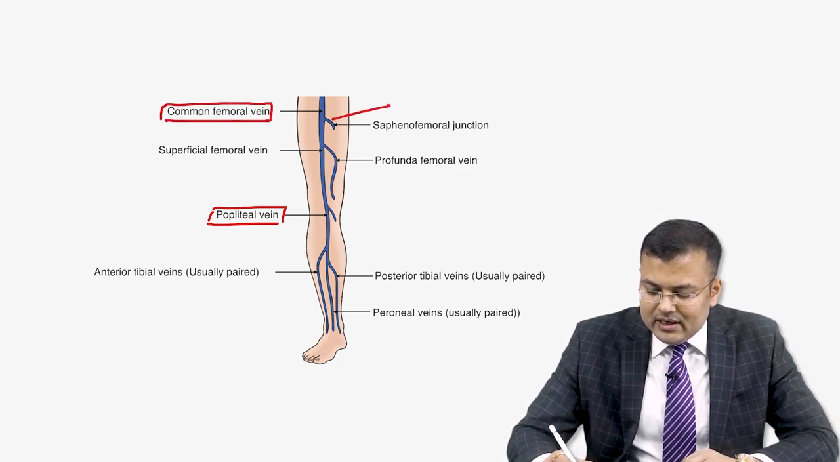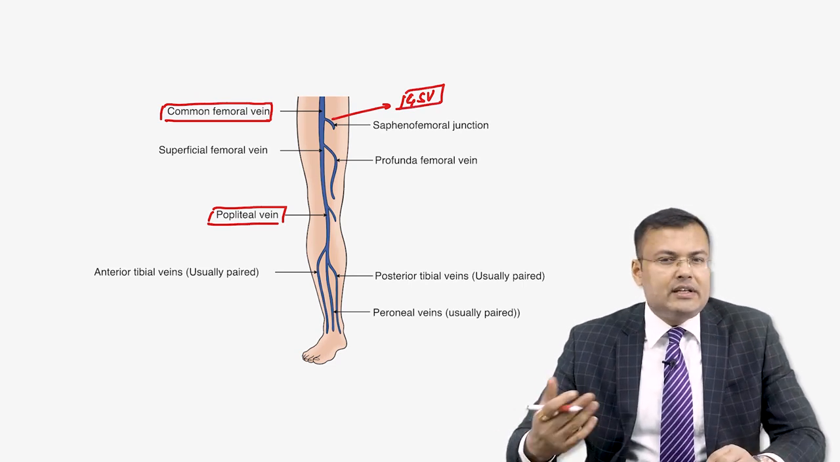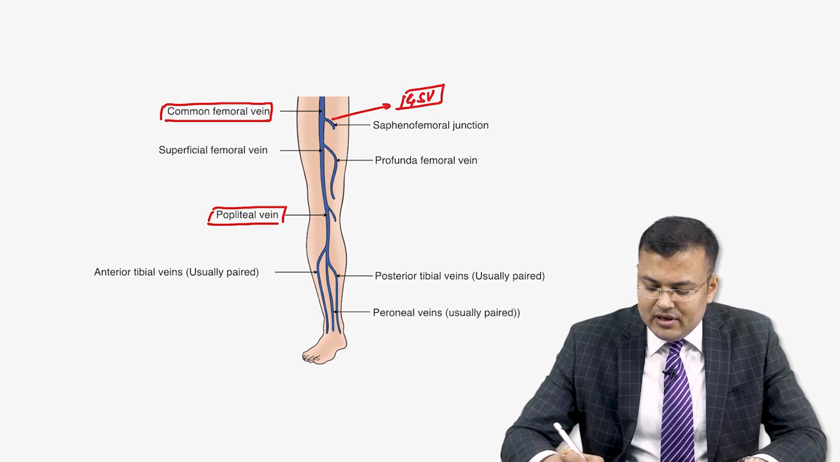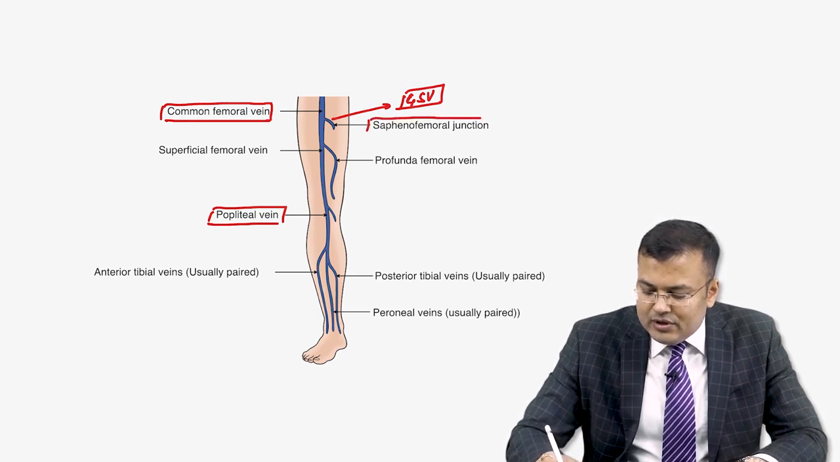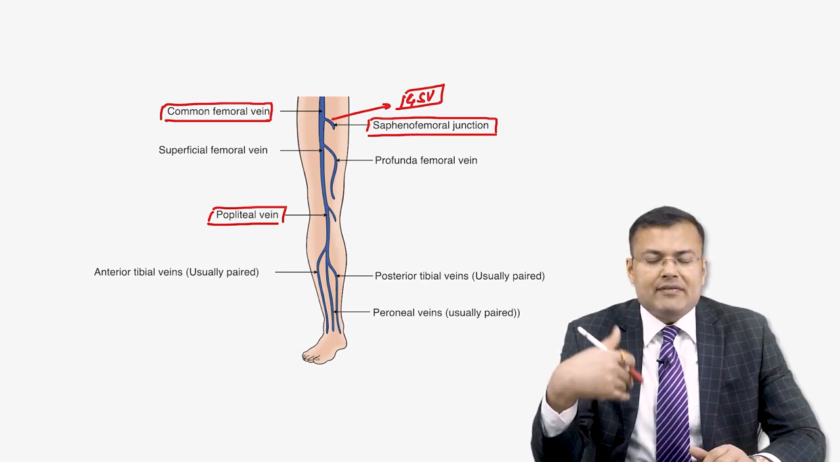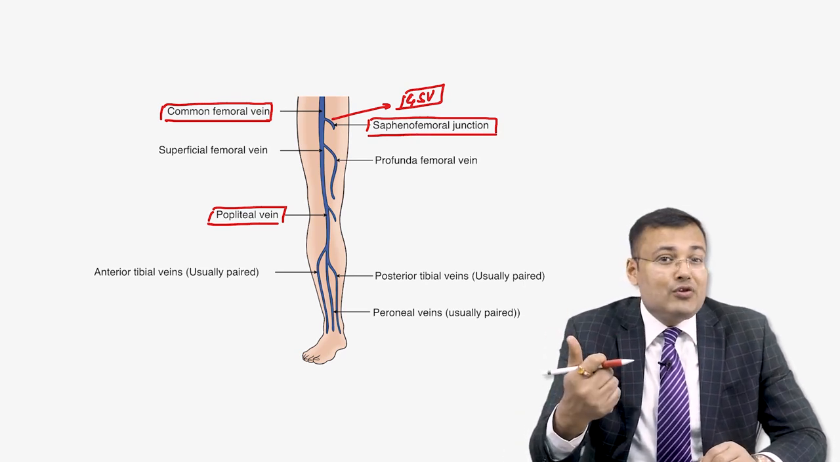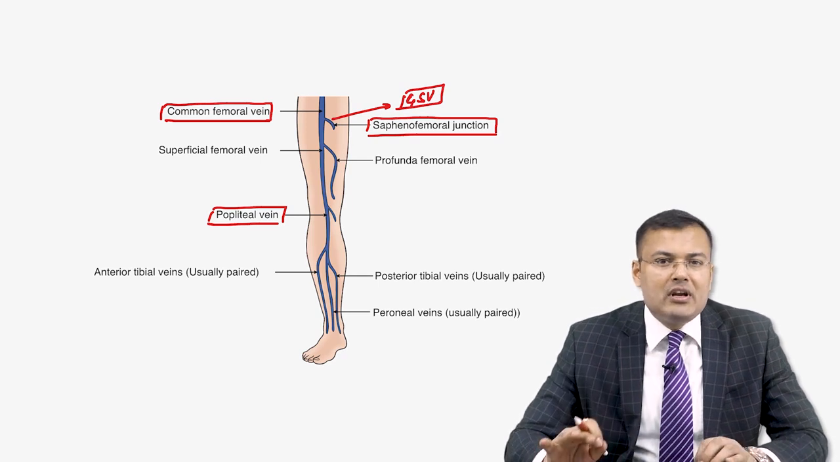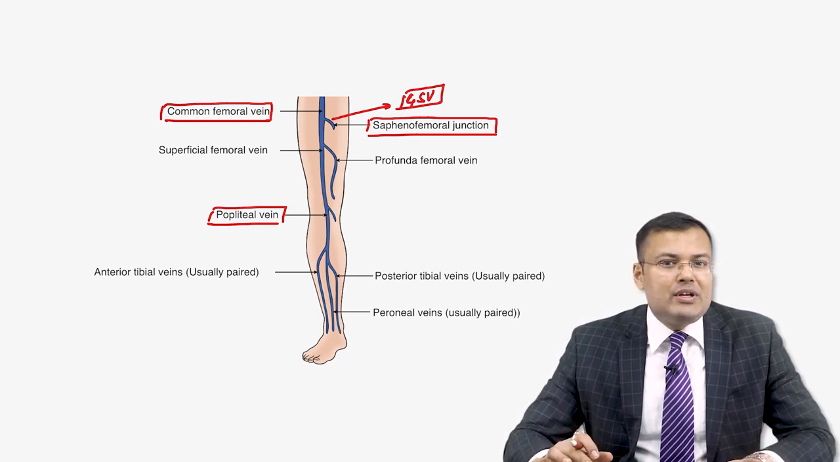Here you can notice that this is long saphenous vein or great saphenous vein. This is the superficial vein, and this great saphenous vein is going to join femoral vein at the junction, and you can see this is saphenofemoral junction. You know what is the location of this saphenofemoral junction? It is located 4 centimeter below and lateral to pubic tubercle. So these are important points related to deep venous system.